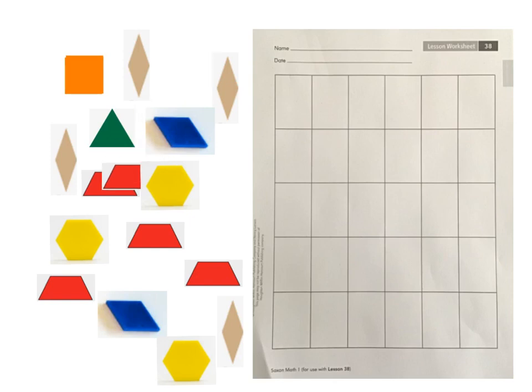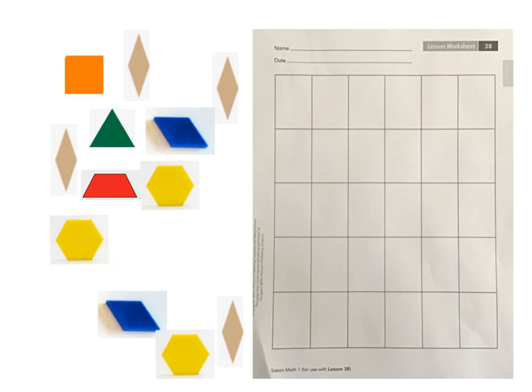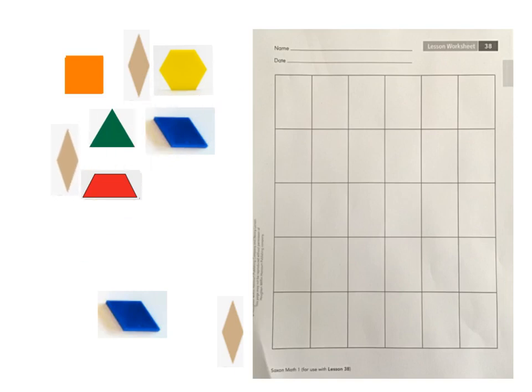And I'm going to put all of my trapezoids together. And I'm going to put all my hexagons together. Let's move those over here. And I'm going to put all these rhombuses together. And I'm going to put all my diamonds together. Okay, that cleans it up a lot, right? Now everything looks a little less chaotic and a little more organized.